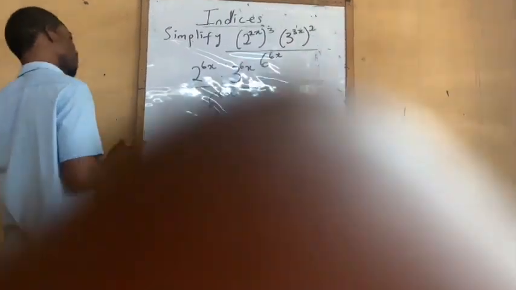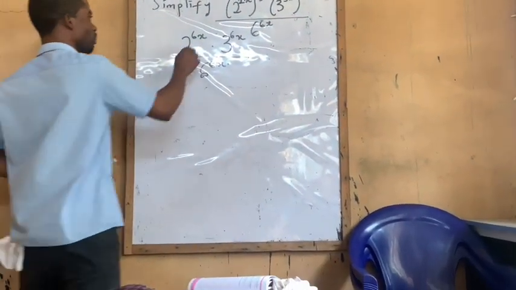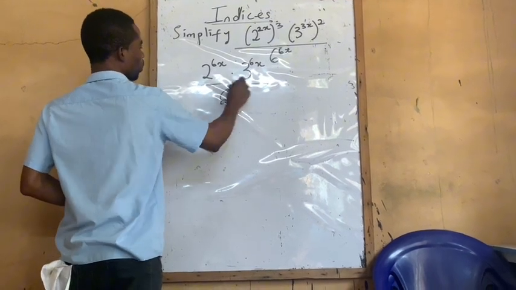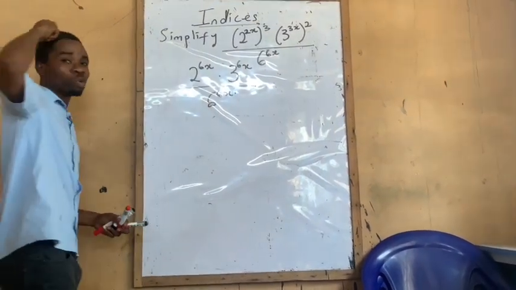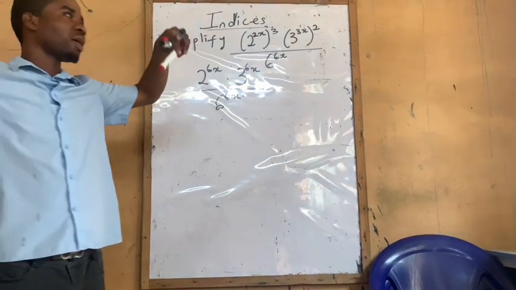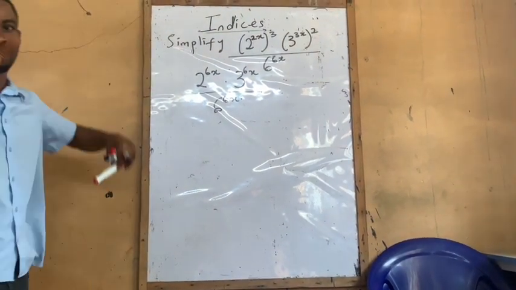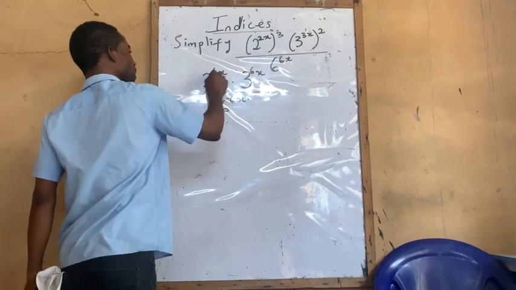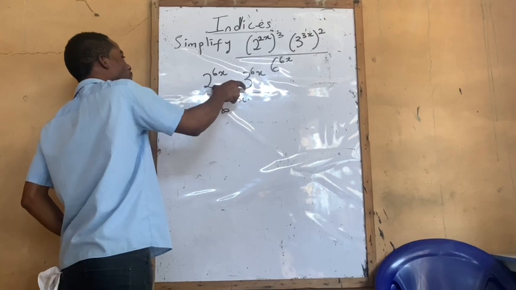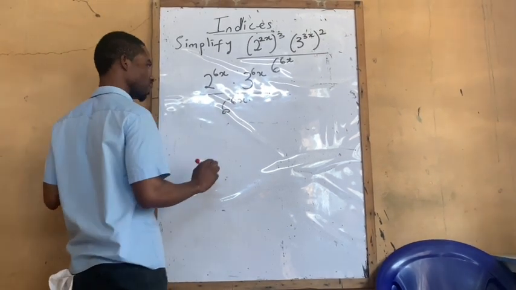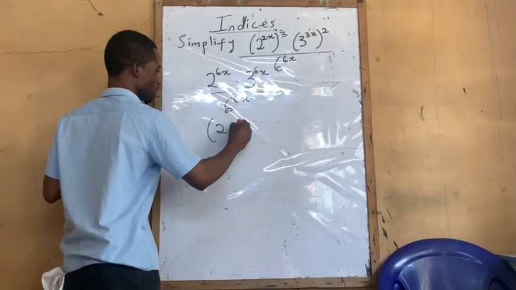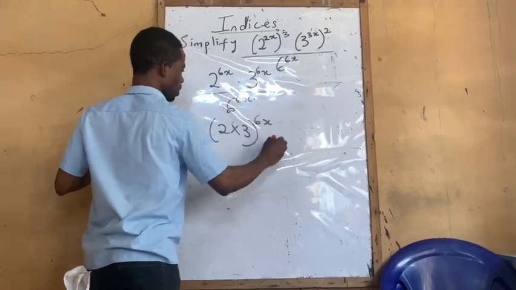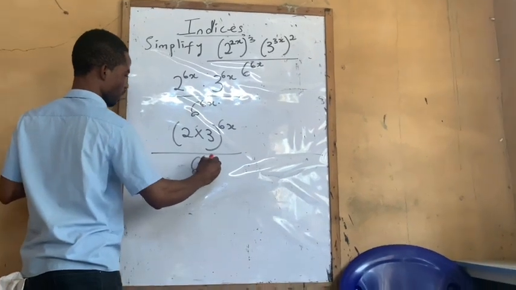So what you do now is, if you notice in indices that the powers are the same but the bases are different, you pick one power. When the bases are the same, you pick one base and add the powers together. In this case, you will pick one of the powers that are the same. You will not multiply the bases together. That means 2 times 3. So you pick one of the powers. That gives 6x all over 6 raised to the power 6x.